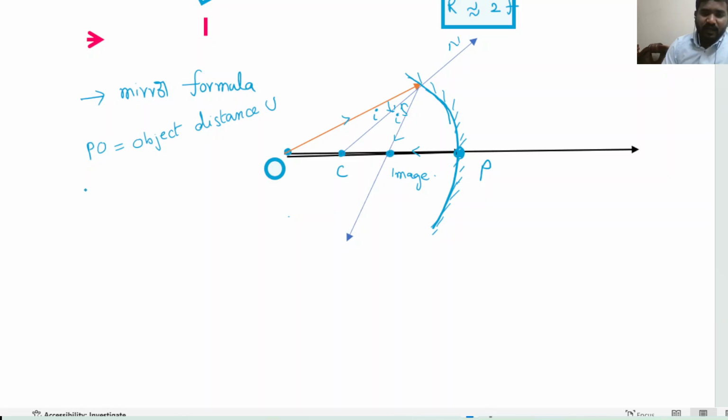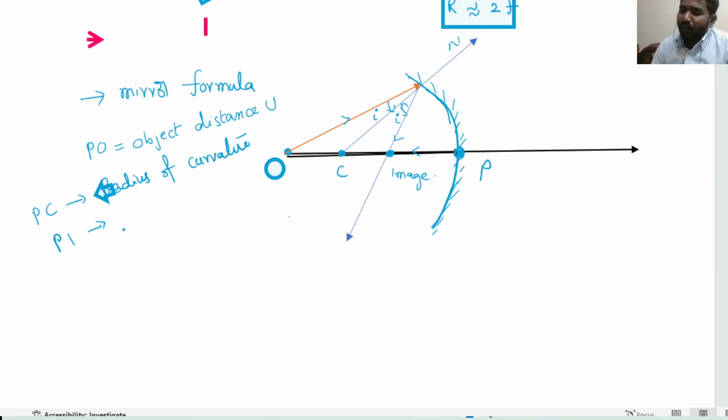And the distance between pole and center of curvature is denoted as the radius of curvature. And the distance between pole and image is called the image distance, taken as v.